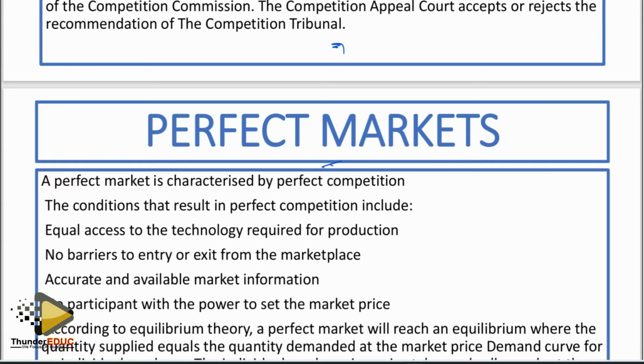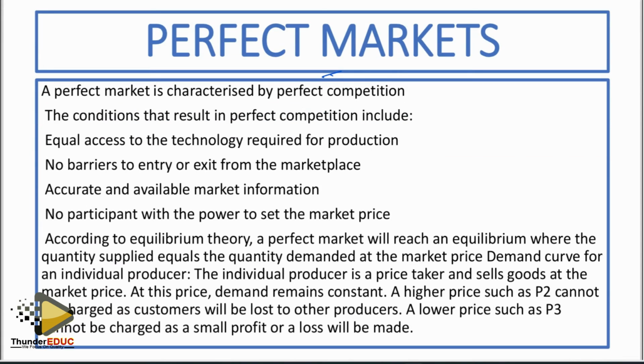We mean that whatsoever a business manufactures or processes should actually be bought by consumers, everything. A perfect market is characterized by perfect competition. The conditions that result in perfect competition include the following: equal access to the technology required for production, and no barriers to entry or exit from the market.